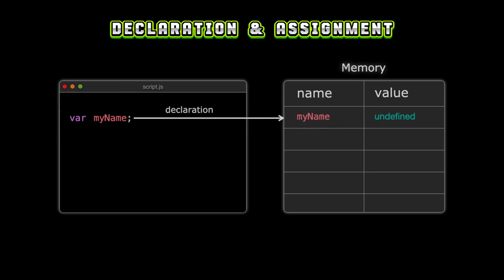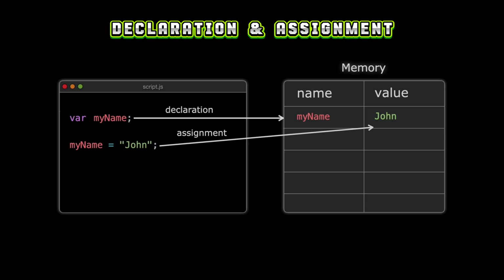Now let's talk about assignment. After you've told JavaScript you're going to use a variable by declaring it, you'll want to put something into it, like giving it a name or a number. This is called assignment. Here, we have a variable called myName. We assign it a value which is John. Now myName has the value John. Before this point, myName didn't have any value. It was just an empty placeholder waiting for information.